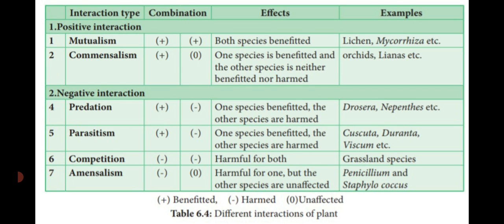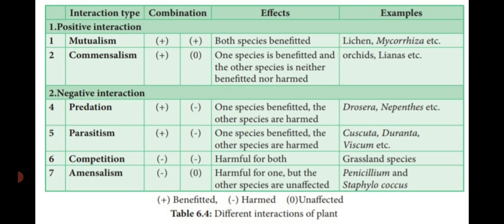One of the organisms is harmed. The other organism is neither harmed nor benefited. That means the species is unaffected. One of them is harmed, the other one is unaffected, 0. Example, Penicillium and Staphylococcus. So plus symbol means benefited, minus symbol harmed, 0 unaffected.